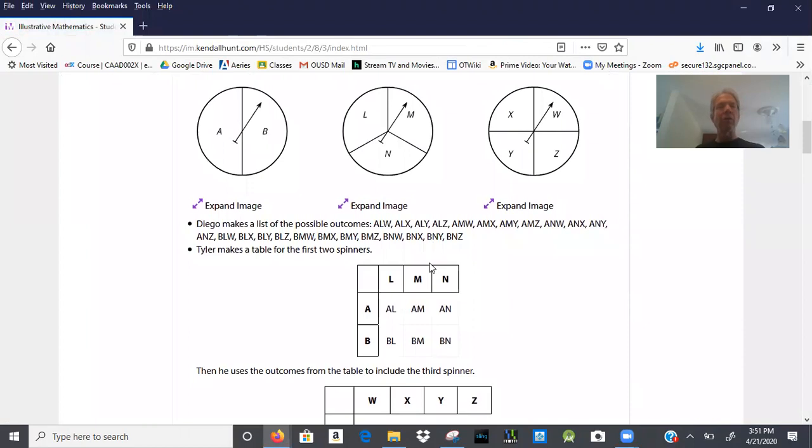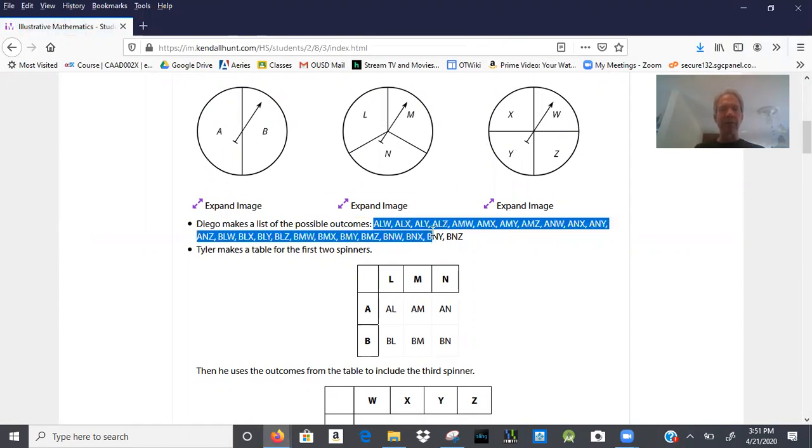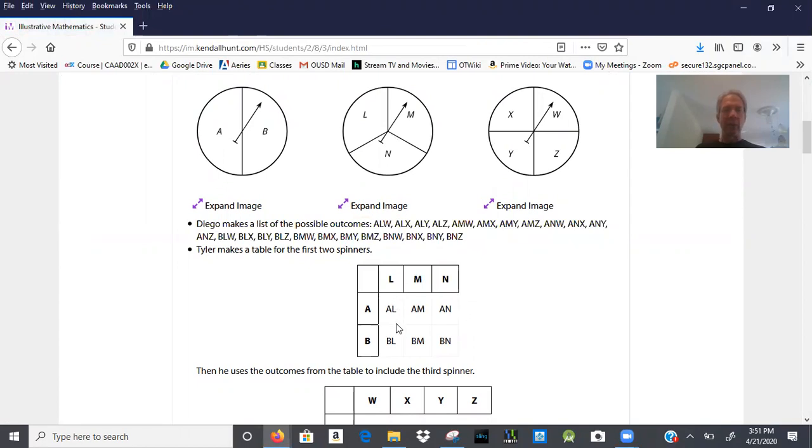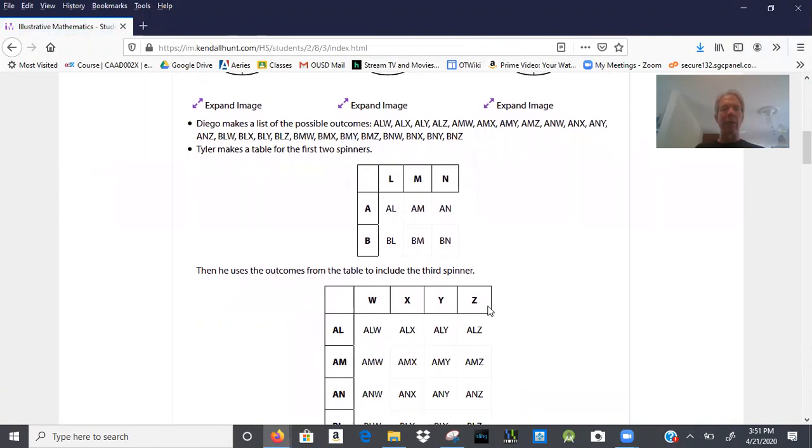And I want to show you this because part of what's in the lesson is some different ways to do sample spaces. So here we have 3 spinners, and the first person listed all of them out, okay? And that's certainly a good way to do it. The next person said, well, I'm going to organize 2 of my spinners in a table, and then I'm going to take the results of that and organize it with the separate table.